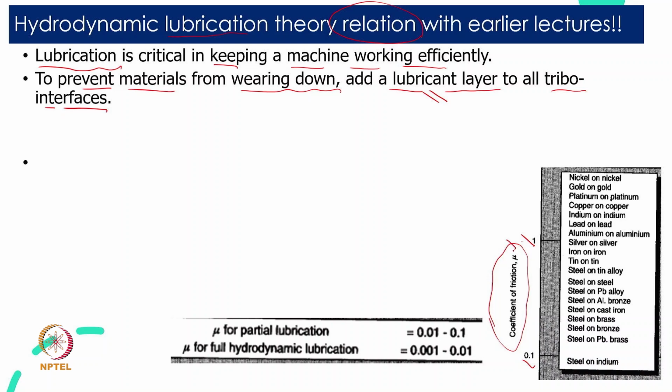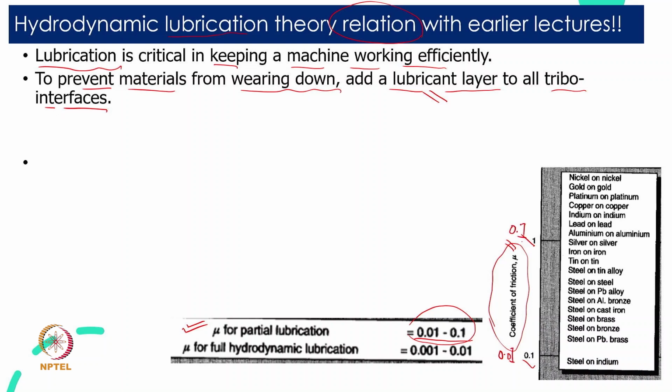But these coefficients of friction are under dry conditions without lubricant. It was mentioned that for partial lubrication, meaning there is some layer at the interface, the coefficient of friction decreases by a factor of 10. That means here it is 0.1 to 1, while in this situation it will turn out to be 0.01 to 0.1.